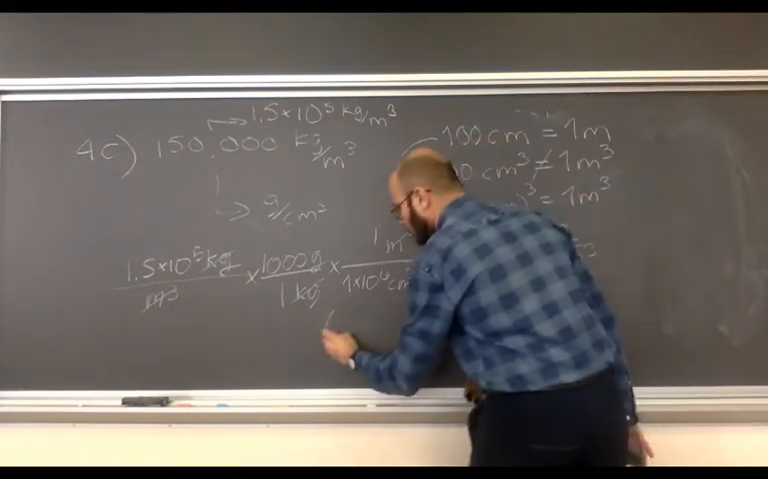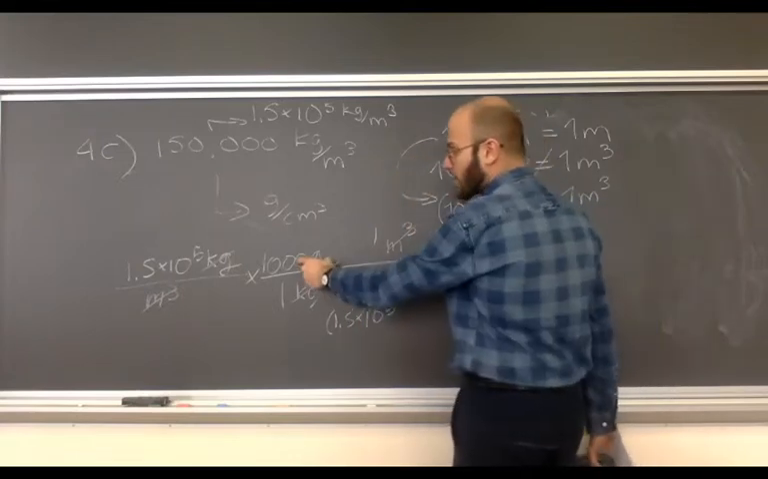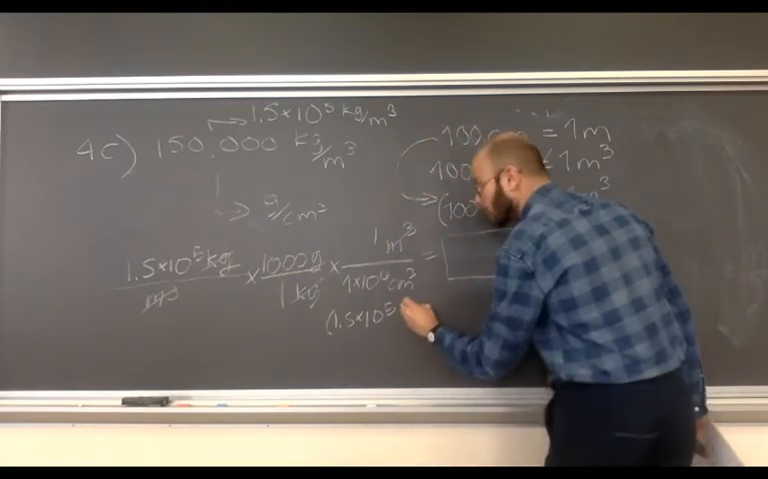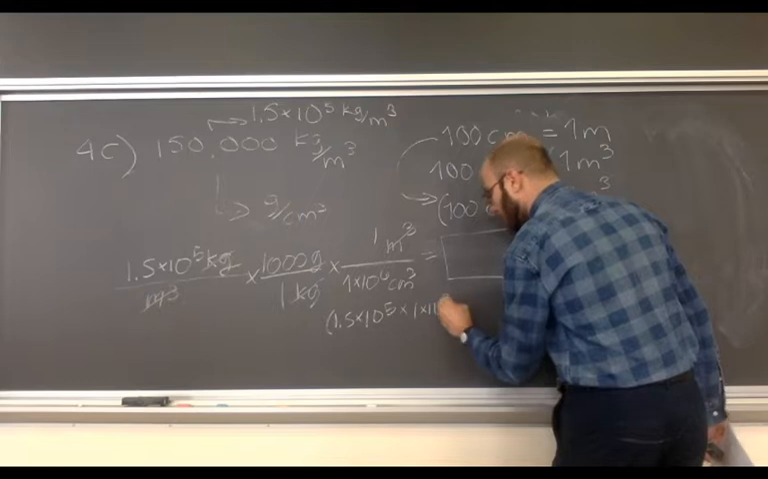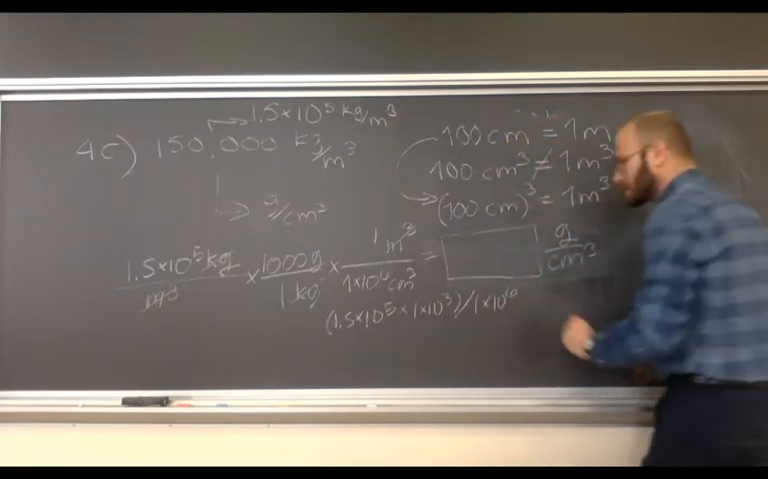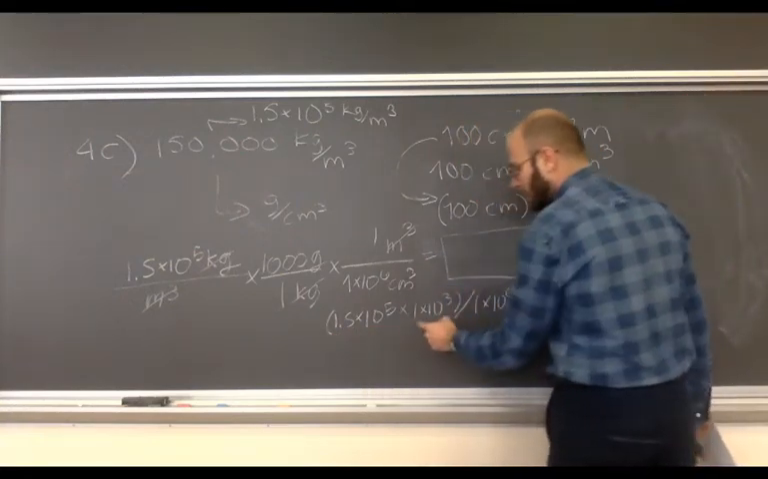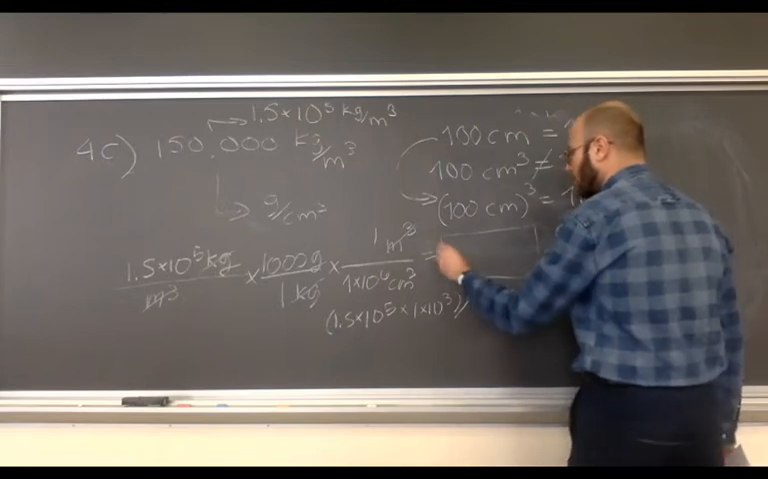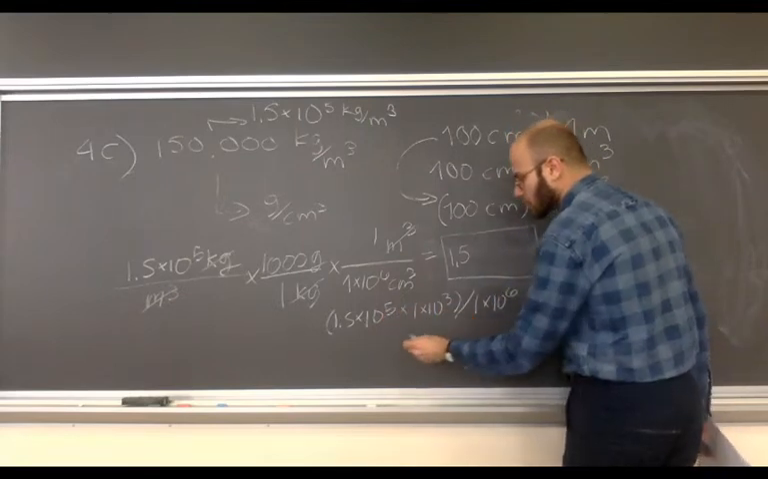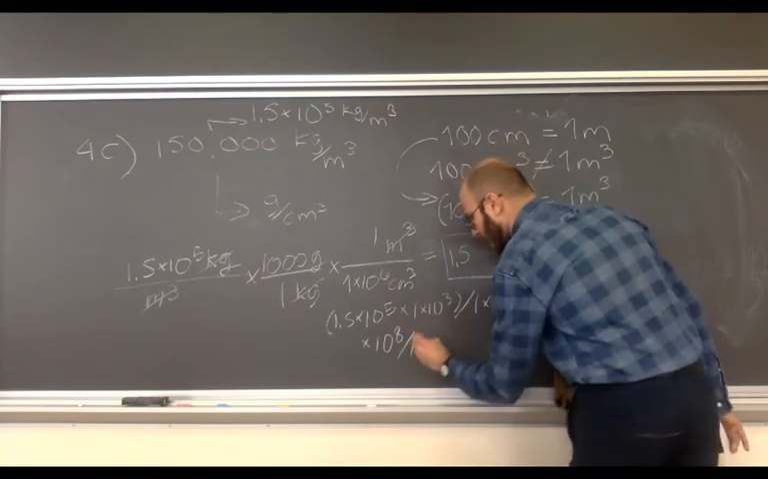So we have 1.5 times 10 to the 5 times 1,000, or 1 times 10 to the 3. And then we're going to divide that by 1 times 10 to the 6. So the math isn't so bad here, right? 1.5 times 1 divided by 1, that will be 1.5 as well. And then we also have 5 plus 3, so that's going to be the same as times 10 to the 8, divided by 10 to the 6th.